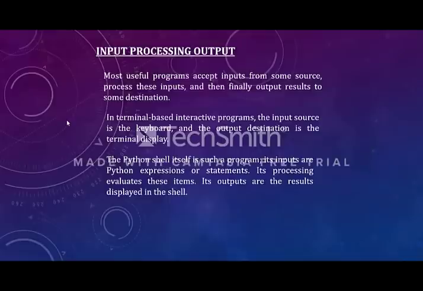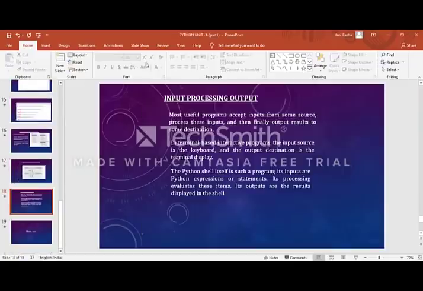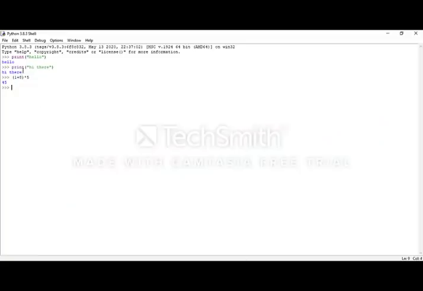So the Python shell itself is a program. It takes Python expressions as input, and its processing evaluates these items, and the outputs, the results, are displayed in the shell. Obviously the shell is this white screen, whatever I have shown you earlier. This white screen is everything. It will receive the input here, process your code, evaluate the items, and display the results itself. So everything happens in this same section.